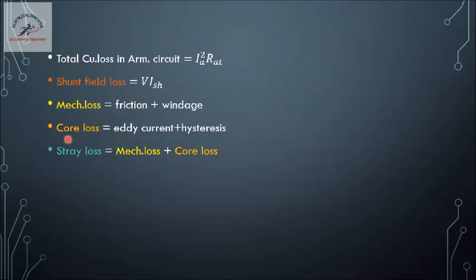Now the total losses which are present will be the armature copper loss, field loss, and mechanical loss and core loss added together, called stray losses.